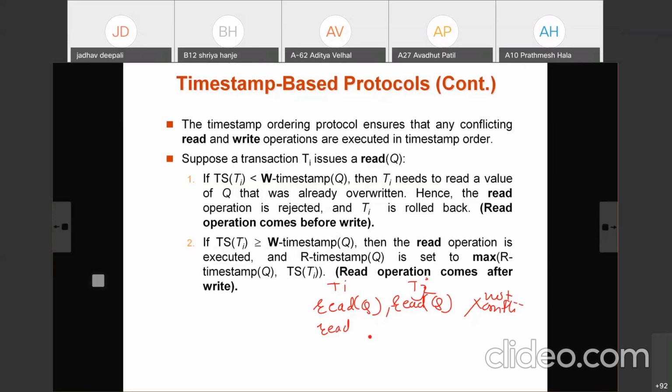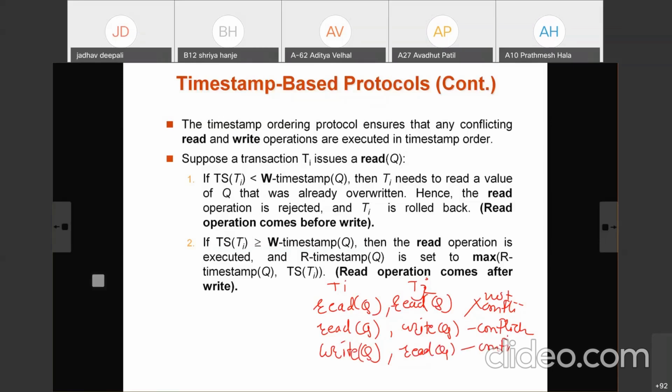Conflict and write operation means what? Anyone? Two read and write operations are conflicting when they operate on the same data item and any one of the operations is a write operation. If any one of the operations is a write operation, then they are conflicting.